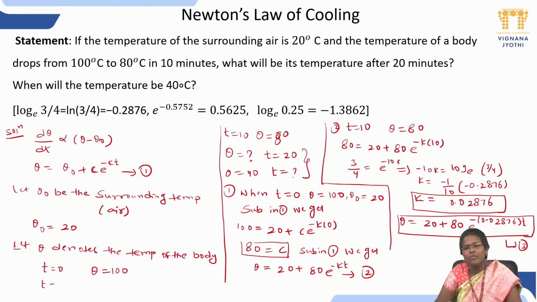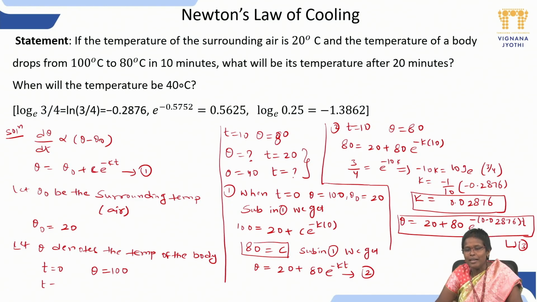So, if we take log on this side, we are going to get the k value as 0.02878. With the help of the first condition, I got the C value. With the help of the second condition, I got the k value. Fine. Now, after getting the constants C and k, I am going to substitute these values in the given equation. So what I got is theta equals 20 plus 80 into e power of minus 0.02876 into t.